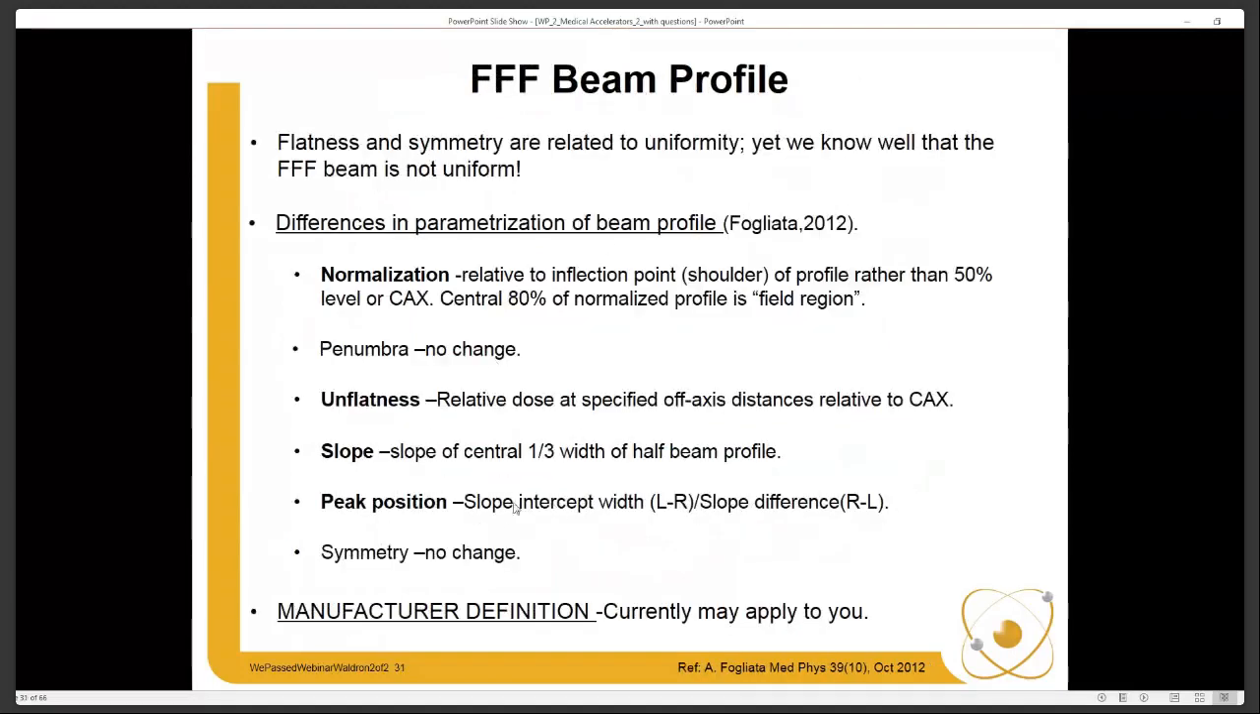And we're going to look at the intercept of the two slopes to look at peak position. So these two values are in addition to flatness and symmetry to consider the qualities of a flattening filter free beam profile. And of course, each manufacturer has their own definition of what qualifies as an acceptable deviation from these for their beam profiles. It's sort of beyond the scope of this lecture to get into that, but I thought I'd include it, since it is part of the machine head.